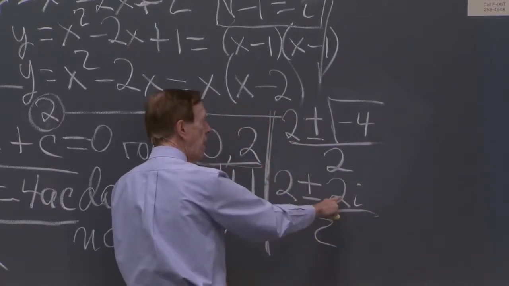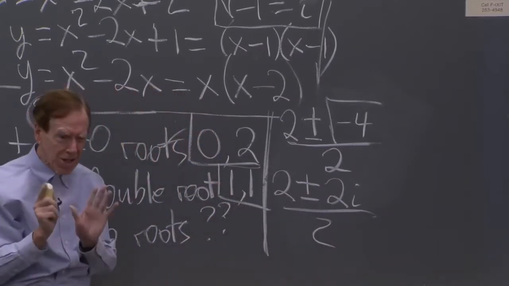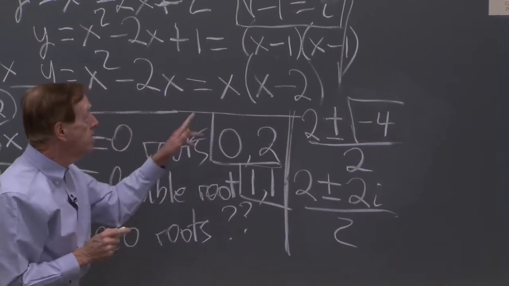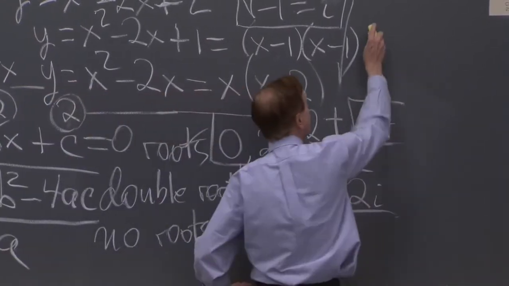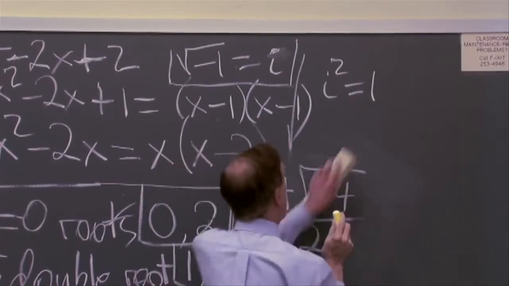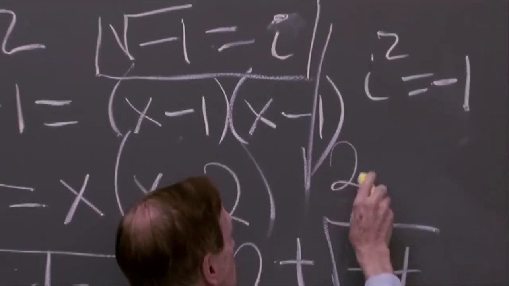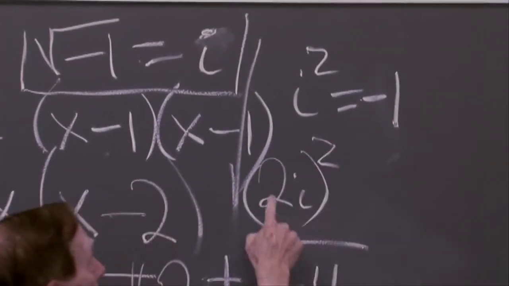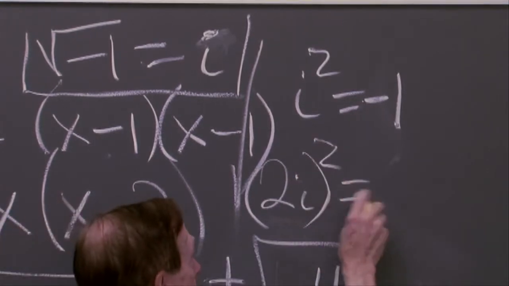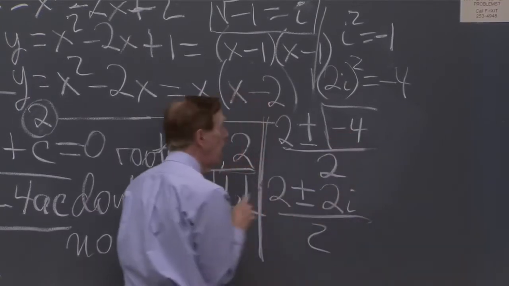Why 2i? Because what's the square of 2i? Let's just check this out. i squared is minus 1. I can put up here, i squared is minus 1. And 2i squared, so I have the 2 twice, that's the 4. The i squared is the minus 1, it's the minus 4. That's what I wanted. That's why that square root is 2i.